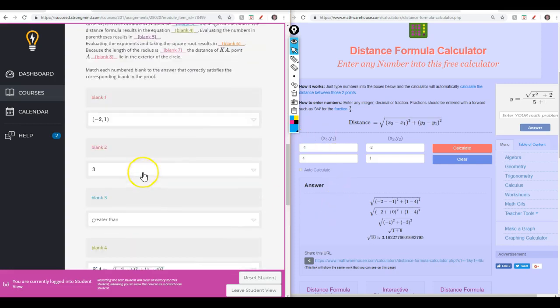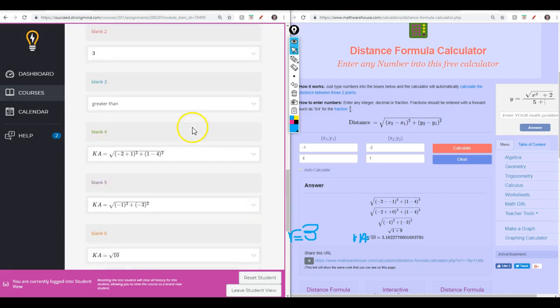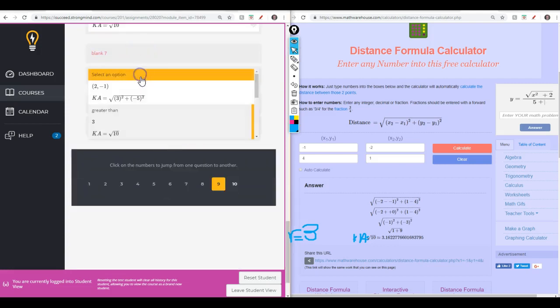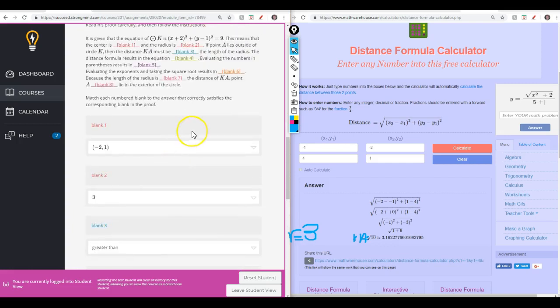And then we're looking, because the length of the radius is blank the distance of KA. So again, remember the radius is 3. And KA is equal to the square root of 10, which equals 3.16. The radius is less than that length. So the radius is less than.